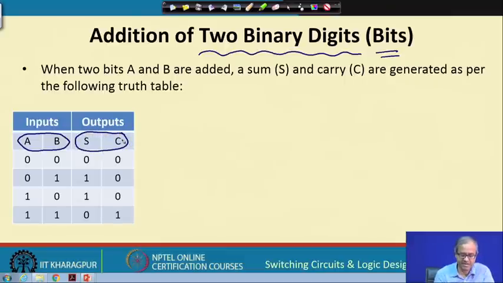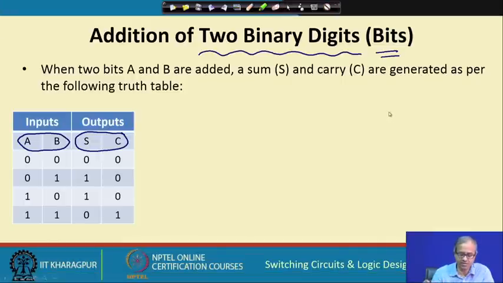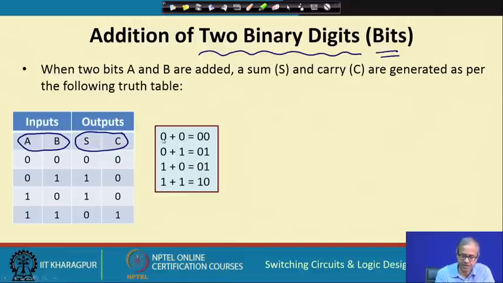S is the sum and C is the carry. What are the rules for addition? You already know this. If we add 0 and 0, the sum is 0, which in binary you can write 0 0. If we add 0 and 1, sum is 1, that is 0 1. If we add 1 and 0, again sum is 1, 0 1.